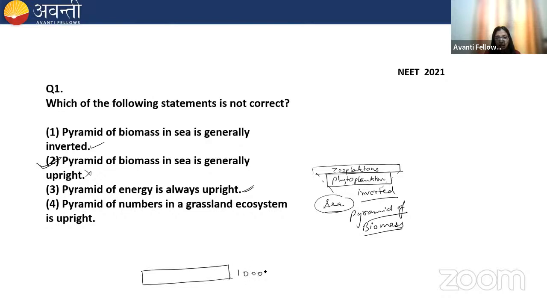For example, there's 10,000 joule. From the producer to the next trophic level, only 1,000 is reaching, then only 100 joule, and next is 10 joule. Okay, so you can see the energy is decreasing when we are moving from the lower trophic level to the higher trophic level, and the flow of energy is unidirectional. So the pyramid of energy is always upright. Pyramid of number in the grassland ecosystem is upright. Yes, pyramid of number in grassland ecosystem is upright. So the correct option is 2.